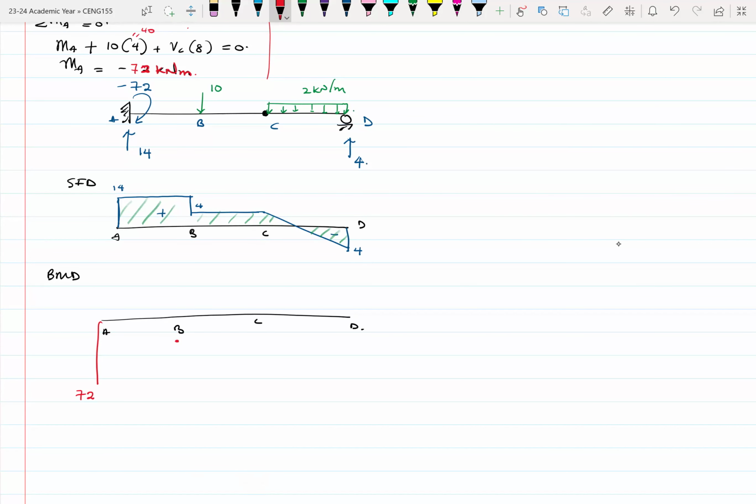So I'm jumping a few steps, all right, because we already know how to do some of these things. So we have minus 72 plus 14 times 4. So this will give us minus 16. So here will be minus 16. All right. Then at C, here will be 0. Okay. And I'll show you why it's 0 shortly. All right. Then between C and D, this is how the diagram will look like.